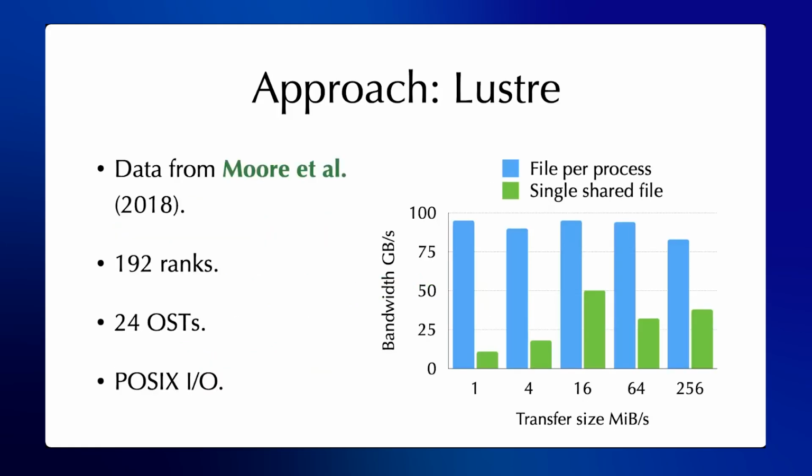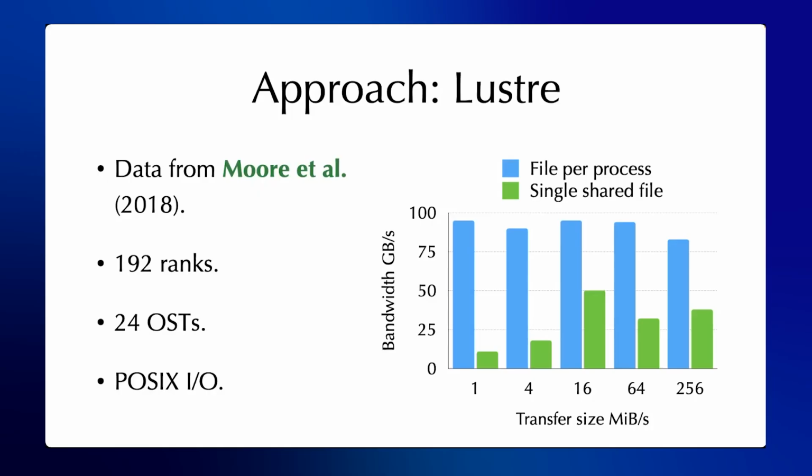And here's some data that backs it up. This is some data I took from Moore et al., where they use 192 ranks to write out files. Their system has 24 OSTs. They're doing low-level POSIX I/O, so we can't blame it on MPI. And what they compare here is the bandwidth you can get from a file per process against a single shared file. And that single shared file is configured to use all 24 OSTs, and the stripe size of that single shared file is this transfer size here, in megabytes per second.